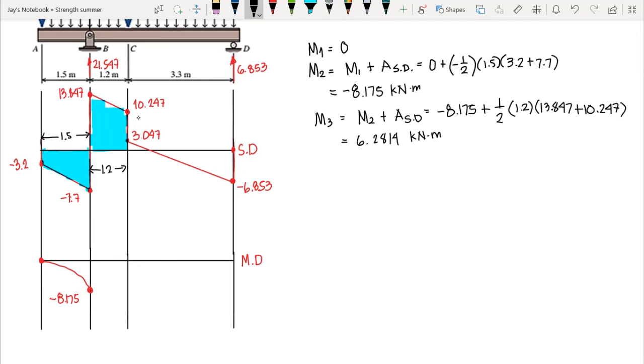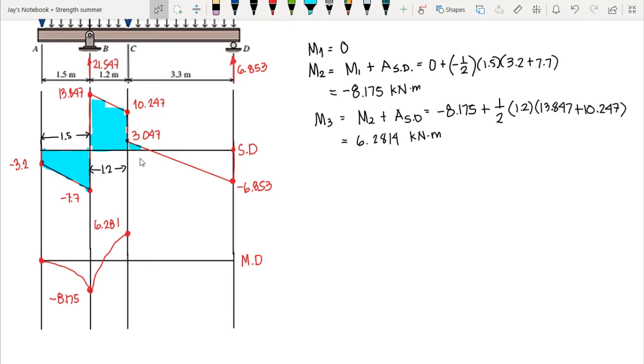Okay, so we move upward from negative 8.175 to 6.2814, let's say at this point here. Now, the curvature is second order, and since our shear here is decreasing, we have a frowning moment curvature. Now take note, we still have positive shear at this point. So therefore, we need to calculate this area.